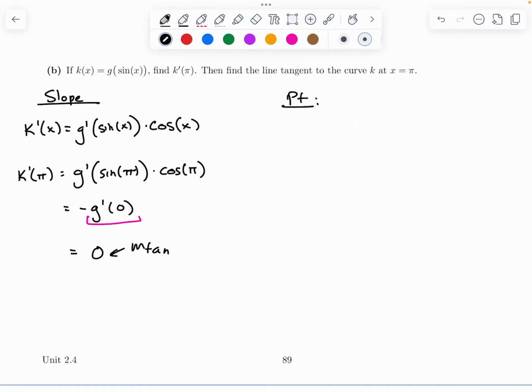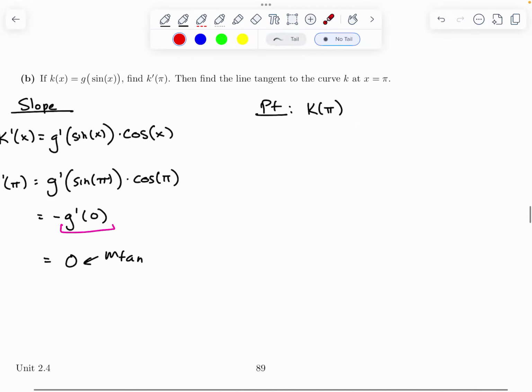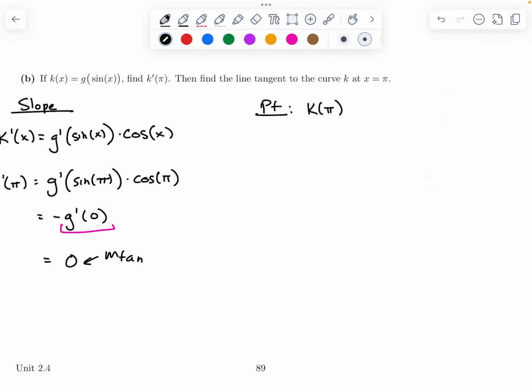And the point would be coming from k of pi, because remember, we're finding the tangent line to k, not to g or anything like that. We're finding it for k at pi. Well, k evaluated at pi would just be g of sine of pi. So that's g of 0. And we just talked about it above.